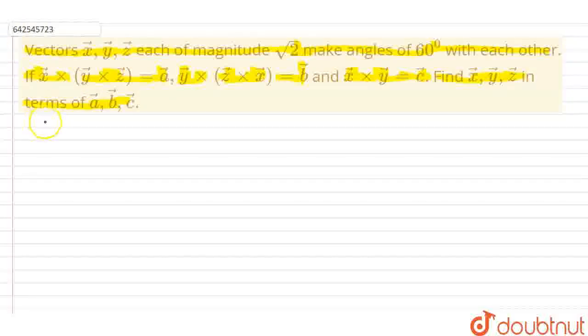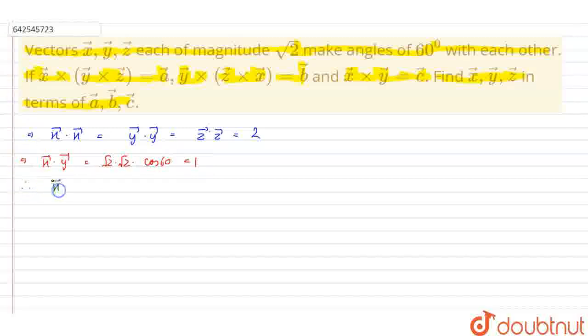Since we have the magnitude of all the vectors as root 2, we get the dot product of each vector with itself equal to root 2 into root 2, which is equal to 2. So x dot x, y dot y and z dot z will be equal to 2. Now if we find the dot product of one vector with another, we get x dot y equals root 2 into root 2 into cos 60, which is equal to 1. Therefore x dot y will be equal to y dot z will be equal to x dot z. This will be equal to 1.